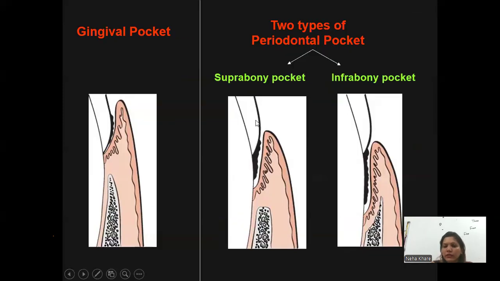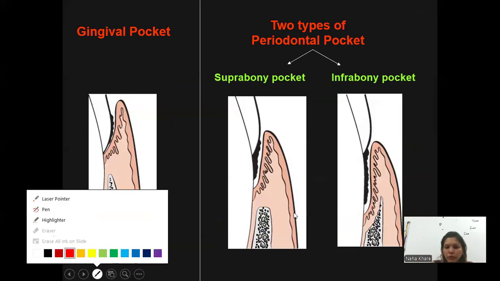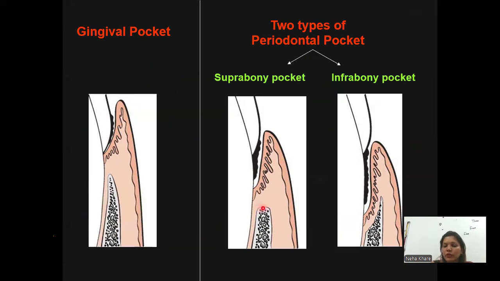Periodontal pocket is further classified as suprabony pocket and infrabony pocket. The suprabony pocket is one which lies above the margin of the alveolar bone, and infrabony pocket involves the destruction of the alveolar bone, and the apical margin of the pocket lies below the crest of the alveolar bone.